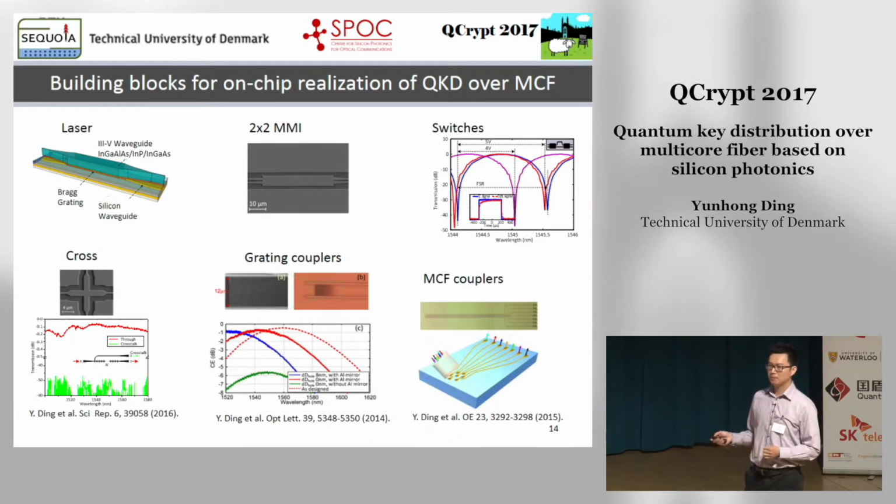And if we need to use silicon photonics for multi-core based QKD, then we need quite a few building blocks. Here we have a few components like an on-chip laser source, MMIs for switches, automated crosses, and high-efficiency grating couplers. And based on this, we also have the high-efficiency multi-core fiber couplers.